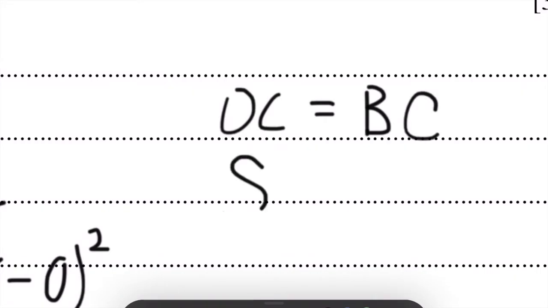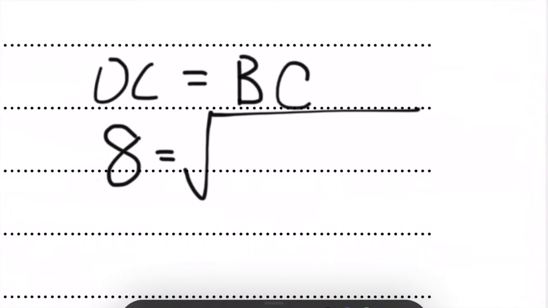Now we will go ahead and find OC is equal to BC. We know that OC is equal to 8 from the x coordinate of C. And we will compute BC like we did earlier.